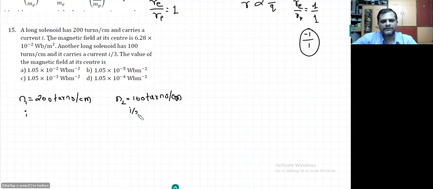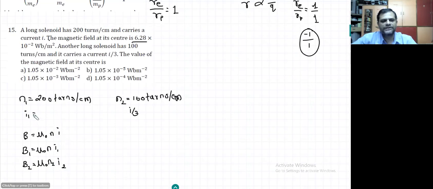And the magnetic induction at the center of this first solenoid is already given, 6.28 × 10⁻² weber per meter square. We want to find out the magnetic field at the center of the second one. See here, magnetic field actually depends on mu naught n I, correct hai? Ye formula hai for finding the magnetic field due to a solenoid. For the first solenoid, we can write B1 is equal to mu naught n1 I1. In the second case, B2 will actually be mu naught into N2 into I2, where I2 is the current in the second solenoid.